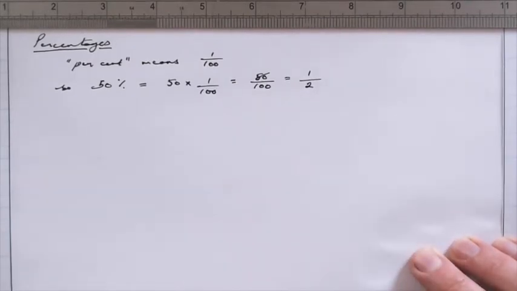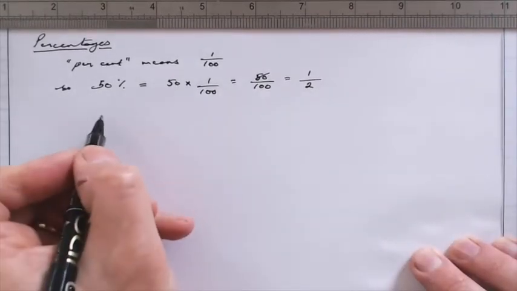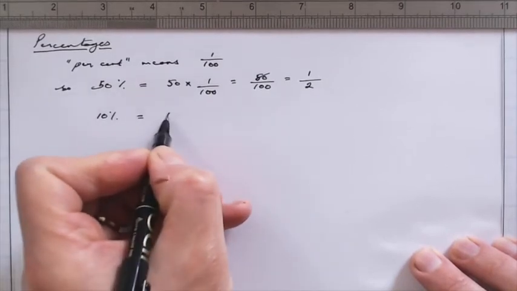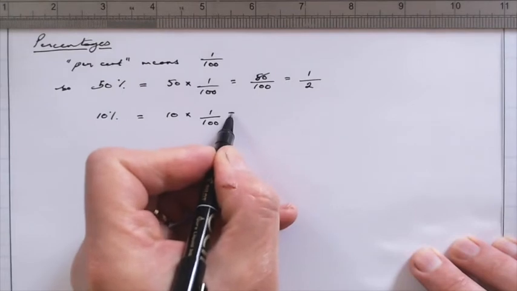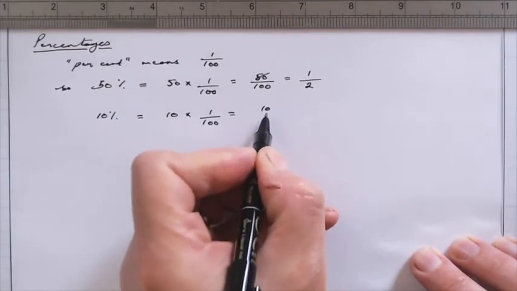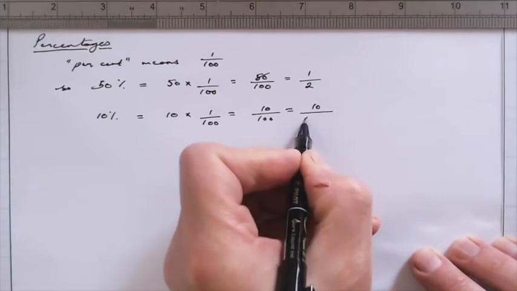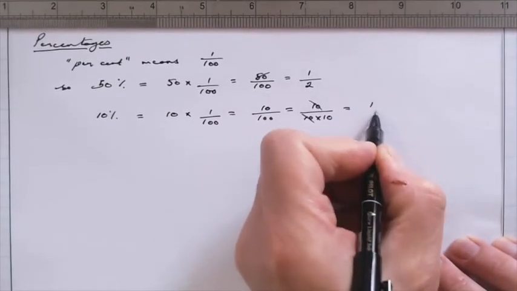So if someone's referring to 50% of something, they may as well be saying half of something. Okay, let's just do another example. Let's look at 10%. That's 10 lots of 1/100th, which is 10 over 100. I can write 100 as 10 times 10, and I have a common factor of 10, and I'm left with 1/10.